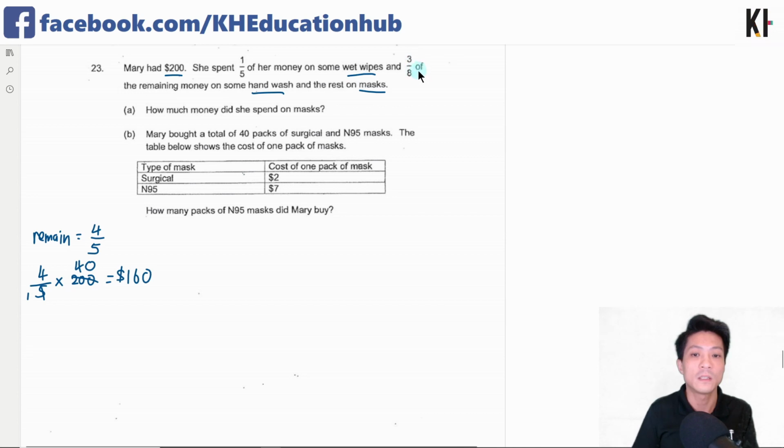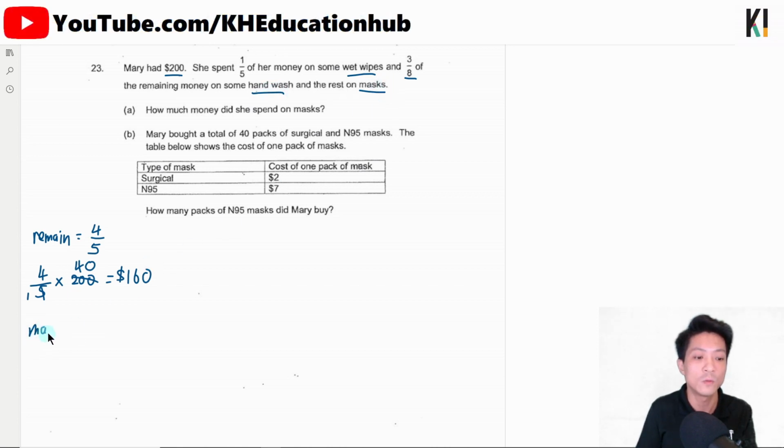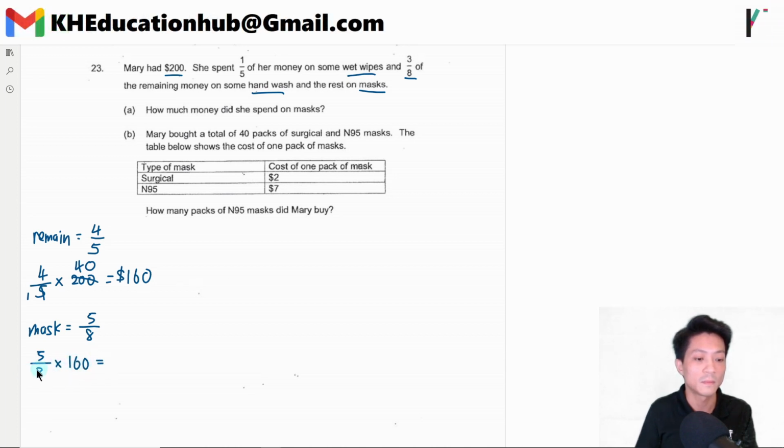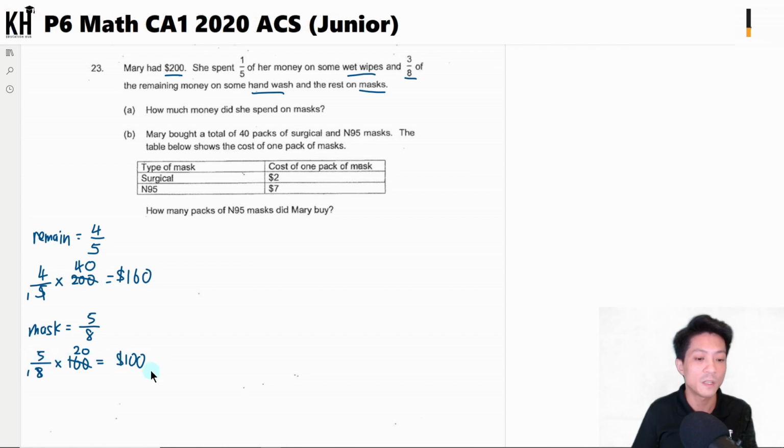$160. And then since 3/8 of the remaining money on some hand wash, which means that mask will be equal to 5 out of 8. So I'm gonna use 5/8 multiplied by 160. Divided by 8, 20, and that will give me 20 times 5, which is $100. So this is the answer for part A.